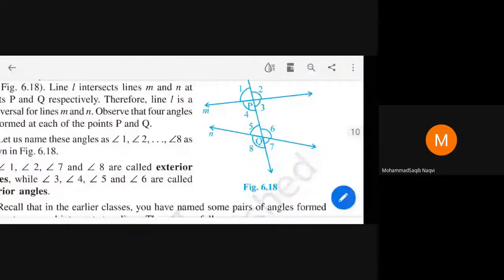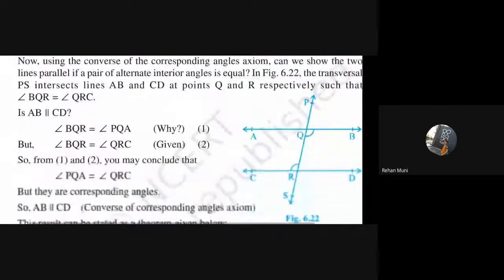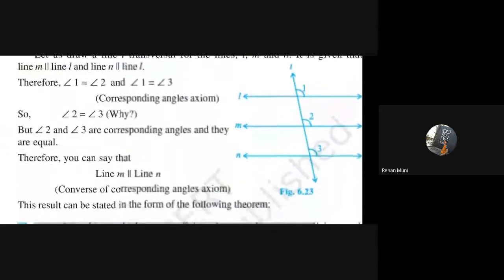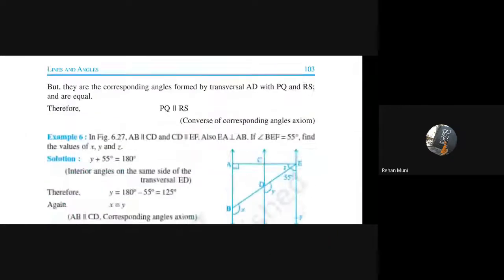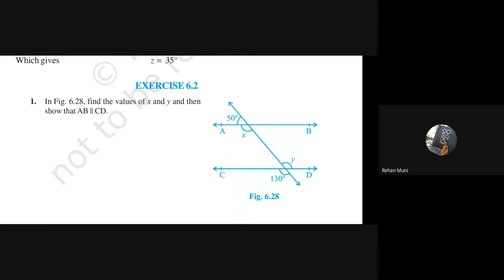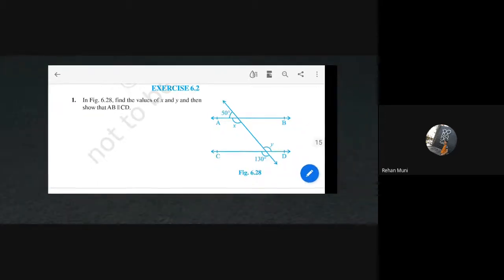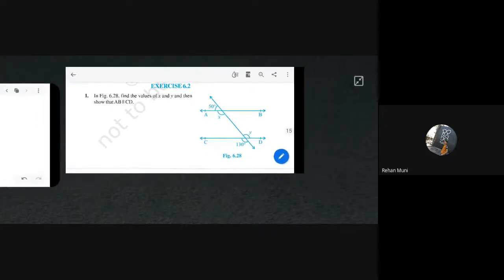Now you can see the exercise 6.2. Question number one. In figure 6.28, find the values of x and y and then show that AB is parallel to CD. First of all, we have to find the value of x and y and then we have to show that AB is parallel to CD.